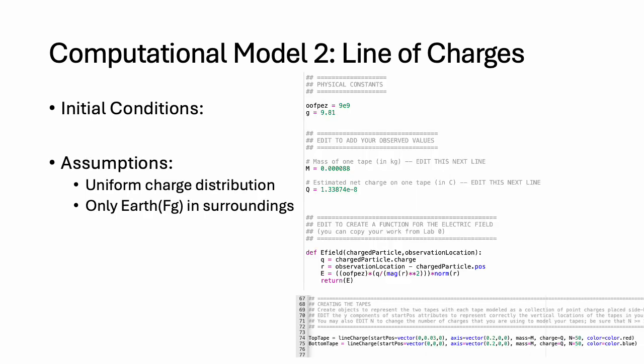Looking at the second model, a line of charges, this time we're going to assume a uniform charge distribution against the same mass, and we're going to borrow the Q from our first model, again assuming that the Earth is the only thing in the surroundings. As well, we're going to set a function for the E field that's going to find a point charge for our dE points. As we can see, it's 1 over 4 pi epsilon naught times Q over the magnitude of r squared times r hat.